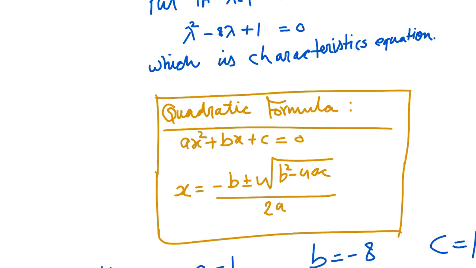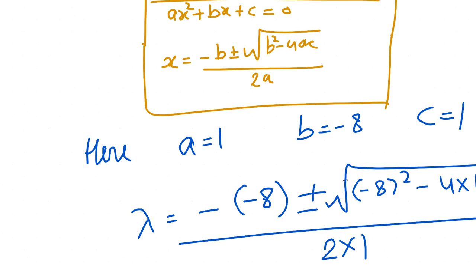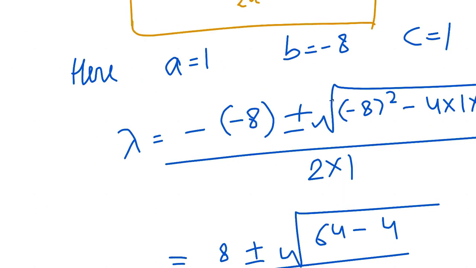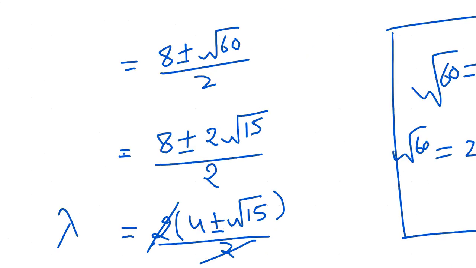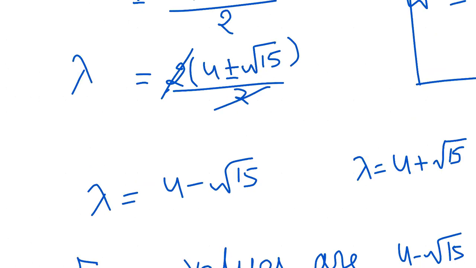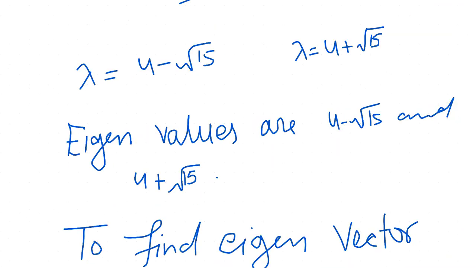And for next, minus b plus minus square root of b square minus 4ac. So a is 1 and c also 1, and b is minus 8. So minus 8 square is 64 and minus 4 is 60. And minus minus plus 8, and we will have square root of 60 over 2. Then we can write this as 2 root 15. And we will have lambda is equal to 4 minus square root of 15 and 4 plus square root of 15. So till here you got how to find eigenvalues?